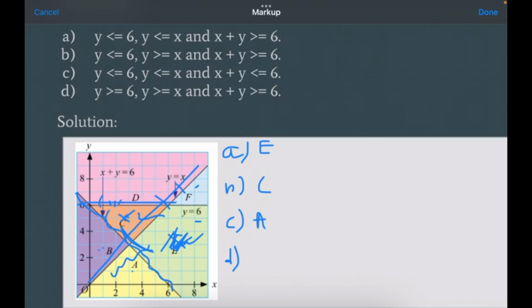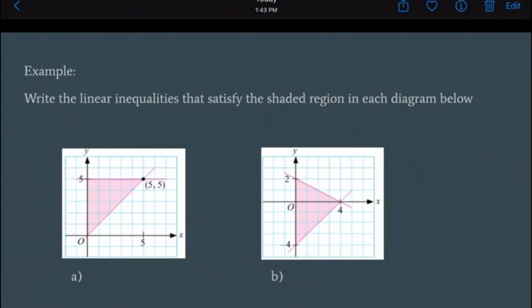For D, y is more than or equal to 6, so it could be D or F. Then y is more than or equal to x, so it is straightforward: the answer for D is D. Move on to the next question.